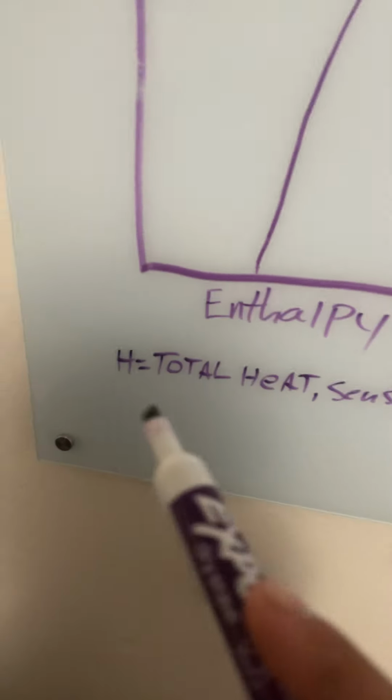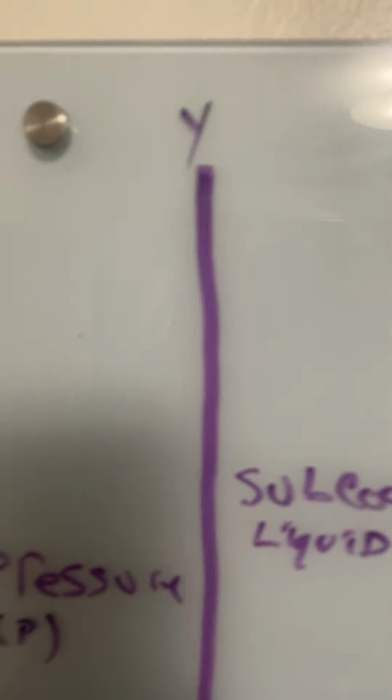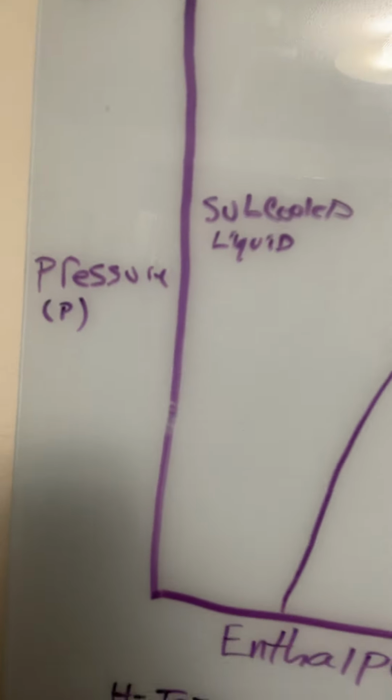On the x-axis, we have enthalpy, also known as H. H equals total heat, so that's the sensible and the latent heat. On the y-axis, we have pressure.